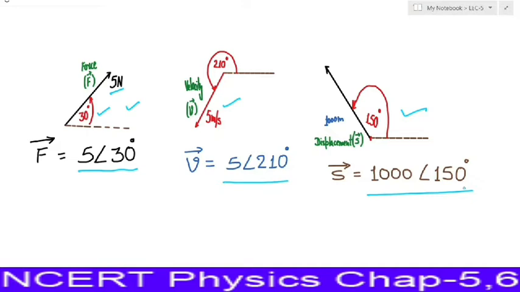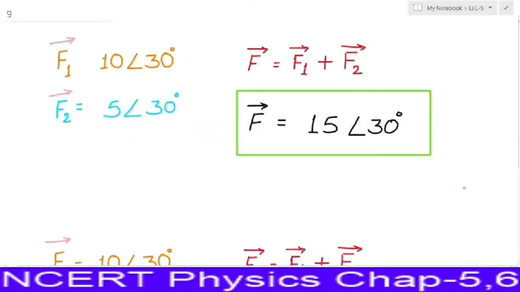Actually this is a very confined way to represent a vector quantity, but its drawback is we can't do subtraction, addition or multiplication of vectors if we represent a vector quantity in this form. Suppose I apply a force of 10 Newton at 30 degree angle and a force of 5 Newton at 30 degree angle. So what is the net force? The net force would be 15 Newton at 30 degree angle.